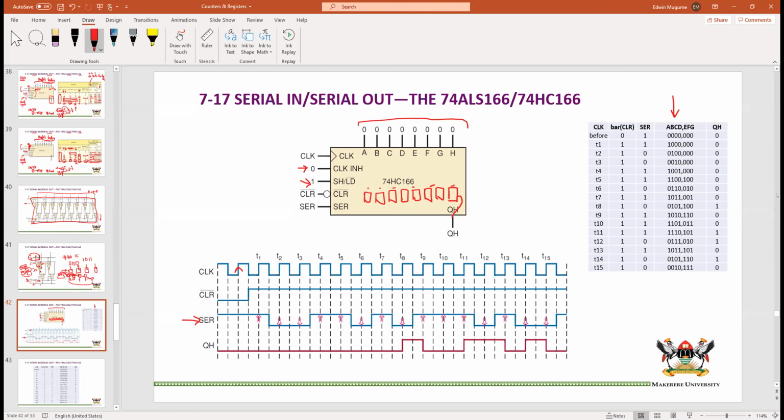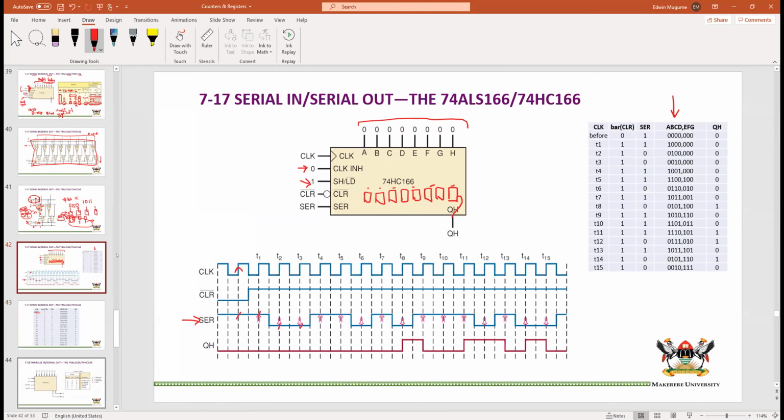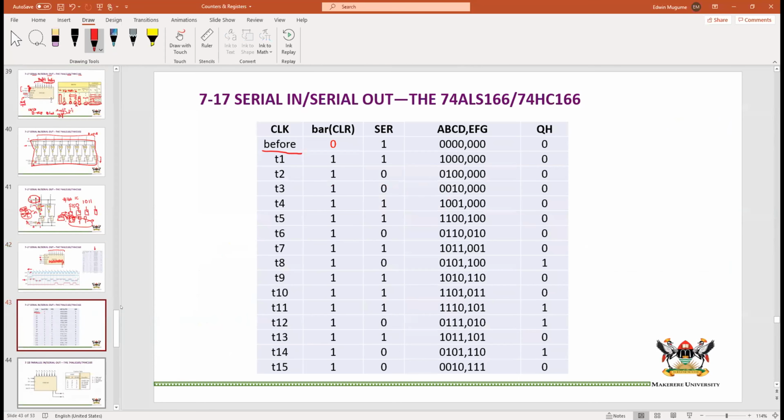Let us look at the serial input. At this point, it's a 1, then a 1, then a 0, then a 0, then a 1, and so on. Let's look at this table. Before time T1, we cleared. So by the time T1 came in, the clear input had gone back to high, meaning that we can now begin shifting.